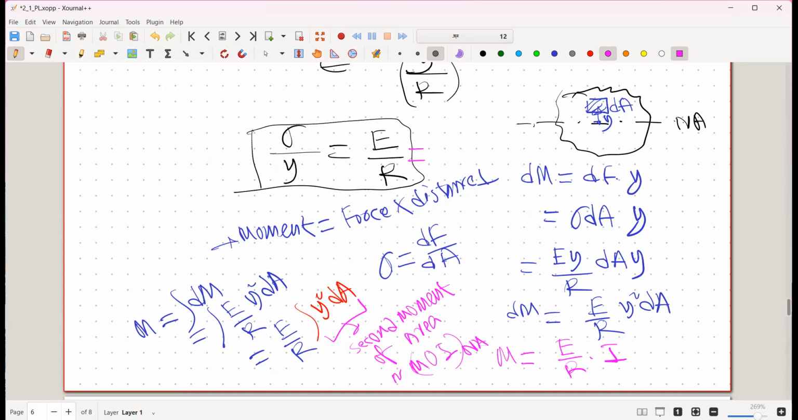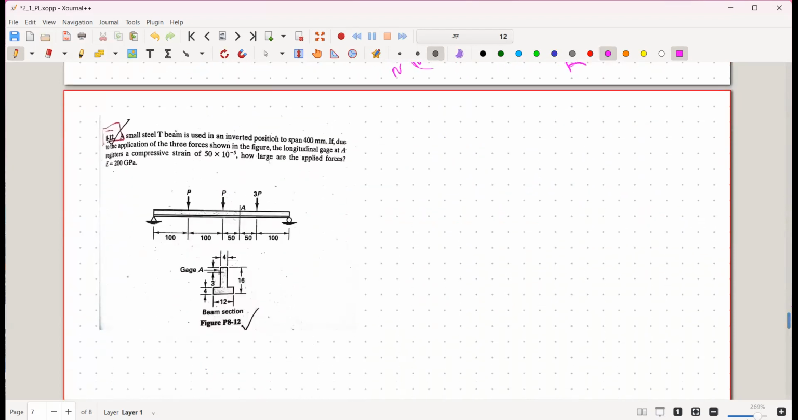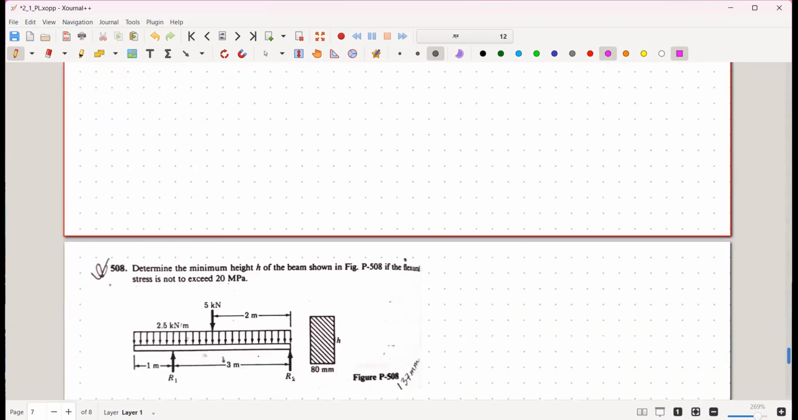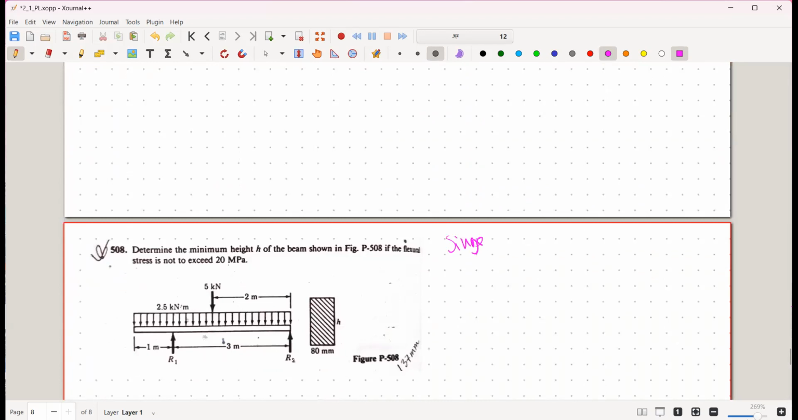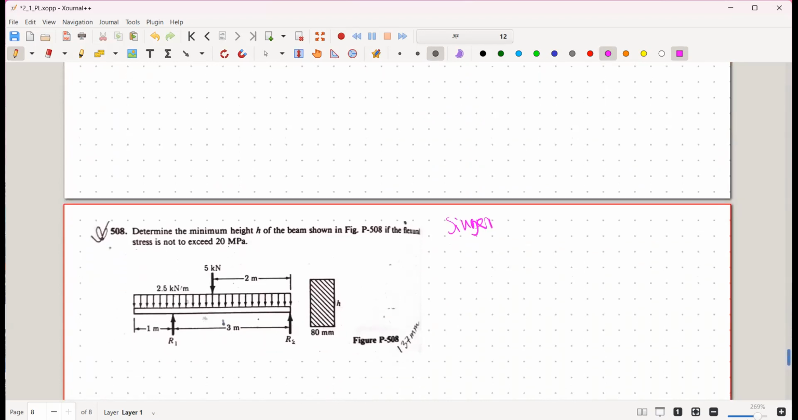From this we can conclude sigma over y equals M over I. This is the main formula which we have to memorize or somehow keep in our brain so that we can use it whenever we are solving problems. Now I will discuss two problems, one from a subject pocket book and another from Singer. Let's solve them one by one.